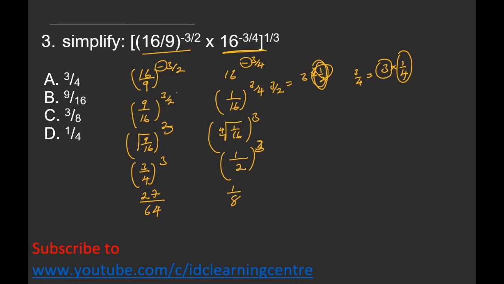Now we have to add all these numbers together. 27 over 64 times 1 over 8. Don't forget, all raised to the power of 1 over 3. Let's continue on this side.